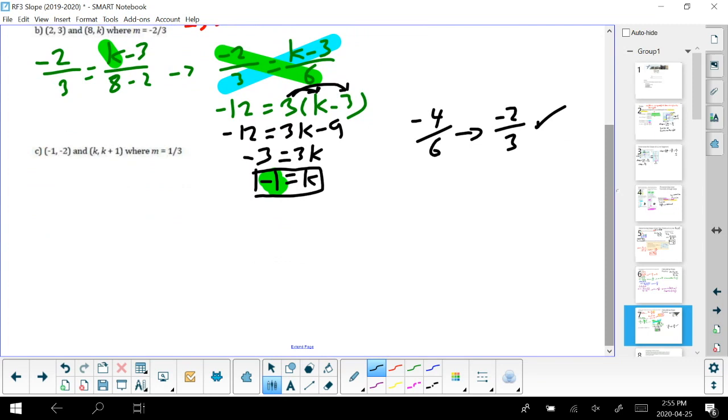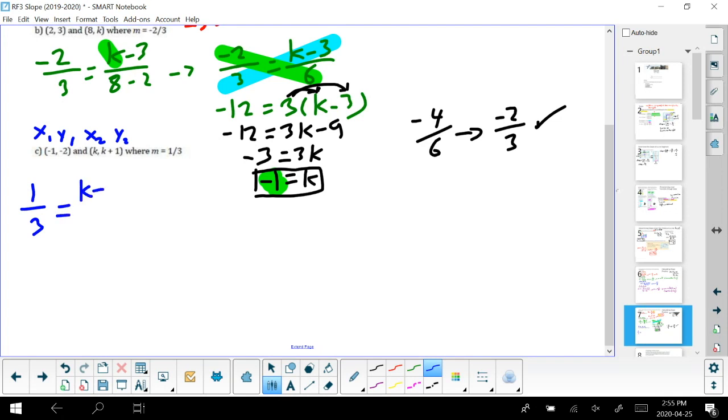The last one here, we've got (negative 1, negative 2) and (k plus 1, k), where m is equal to 1/3. Well, this one's a bit tricky because now instead of having just one value of k, we have two of them pop up suddenly. Again, our process doesn't really change. We're going to start off with labeling everything as an x1, y1, and then x2, y2. We know that your m value is 1/3, so we'll start with that on your left-hand side.